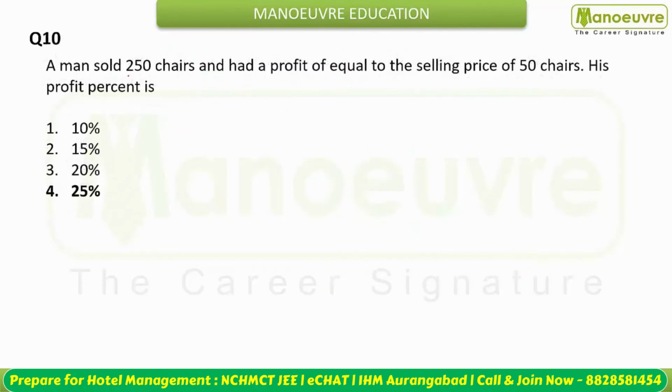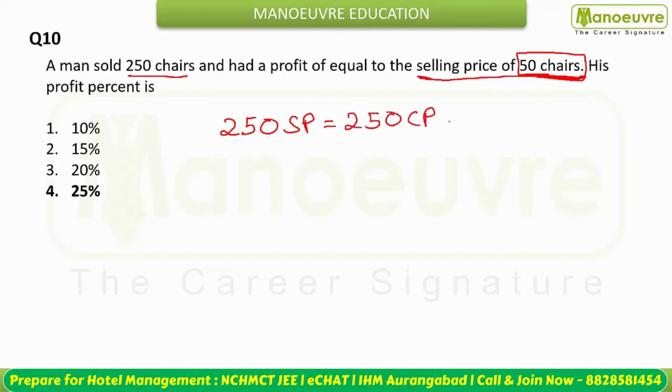Next, a man sold 250 chairs and had a profit equal to the selling price of 50 chairs. His profit percentage is what? You can directly equate the question. This will be 250 selling price is equal to 250 cost price plus profit. Profit is the selling price of 50 chairs, so you can add 50 SP.